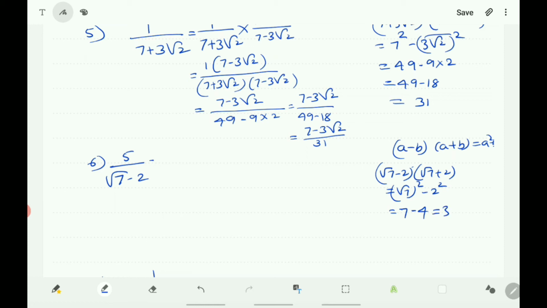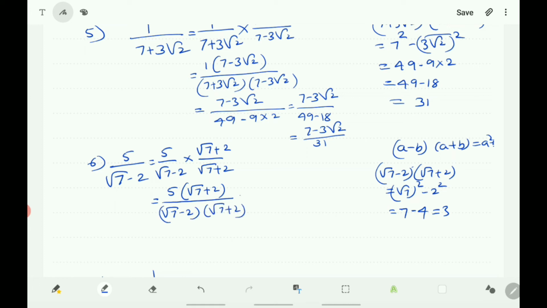So therefore you must multiply 5 by root 7 minus 2, both numerator and denominator, by root 7 plus 2. So it is 5 by root 7 minus 2, you can multiply numerator and denominator, 5 into root 7 plus 2, divided by root 7 minus 2 into root 7 plus 2. The product is here.